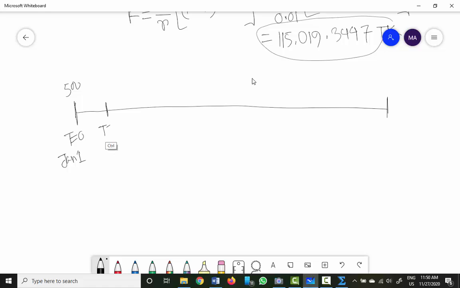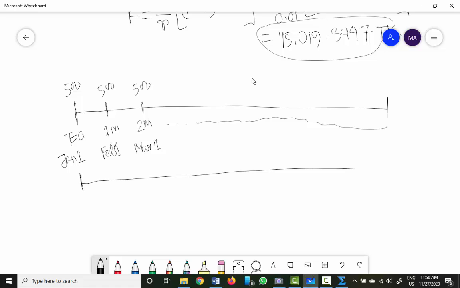Here, after 1 month, she has made again a 500 taka deposit. That means on February 1, she has made a 500 taka deposit. At March 1, she has made again a 500 taka deposit, and like that up to 10 years.